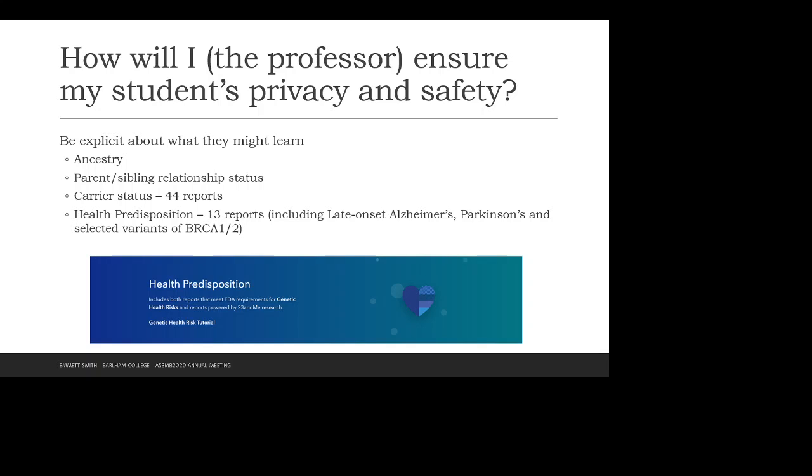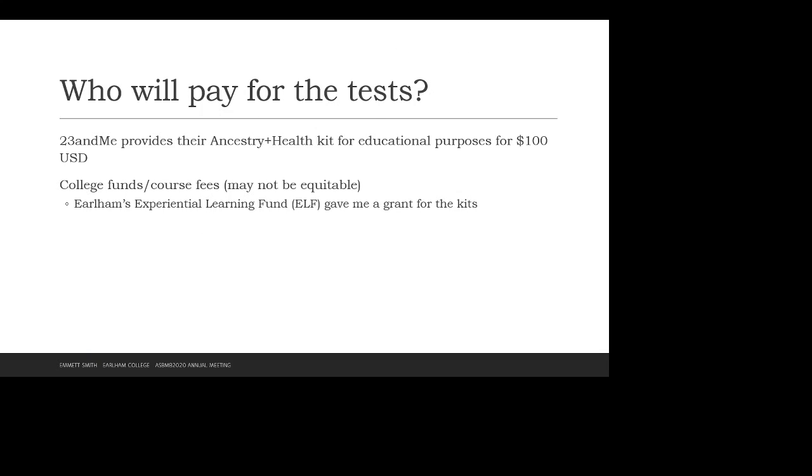So who's going to pay for these tests, right? 23andMe provides their Ancestry and Health Kit for about $100 for an educational purpose, which is half off of the sticker price of $200. So you're going to have to figure out how you're going to get that funding.